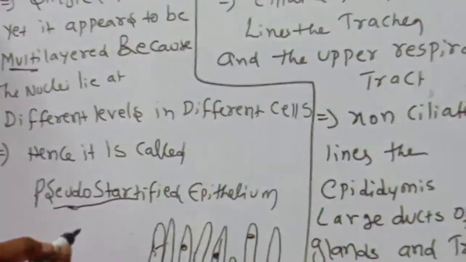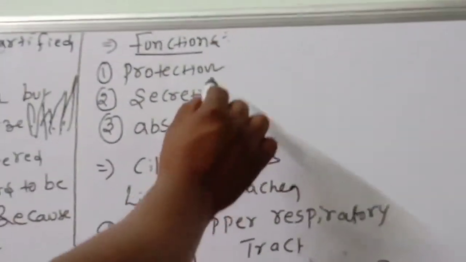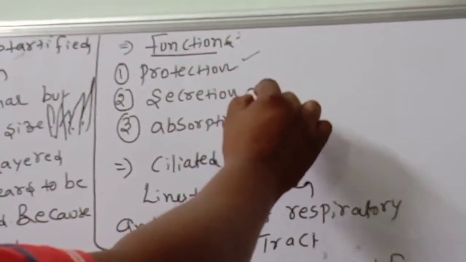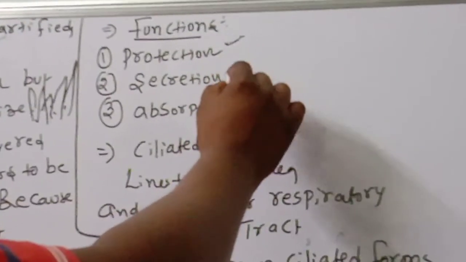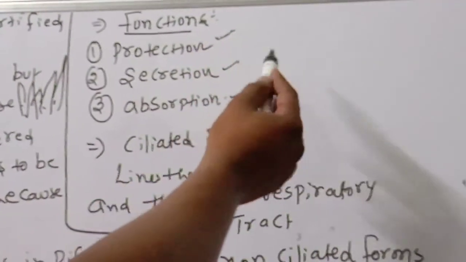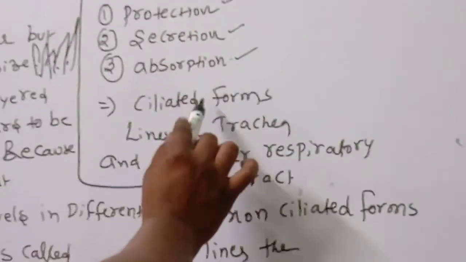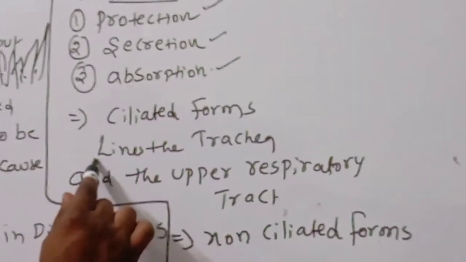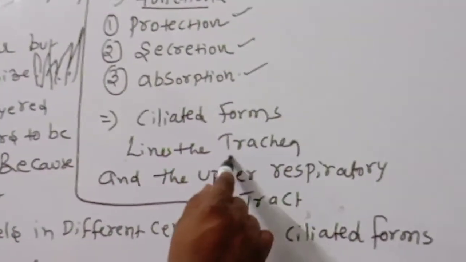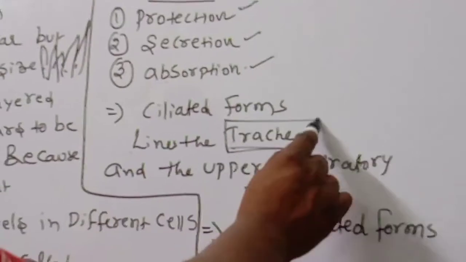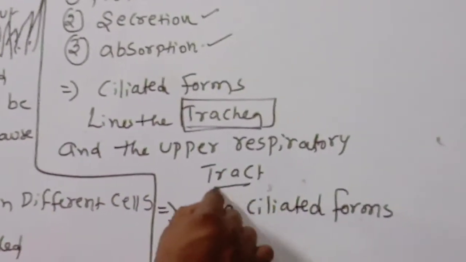What are the functions of pseudo-stratified epithelium? Protection, secretion, absorption. Protection is mainly related to our skin. The ciliated forms, which have cilia, are called ciliated pseudo-stratified epithelium. It lines the trachea, the windpipe, and the upper respiratory tract.